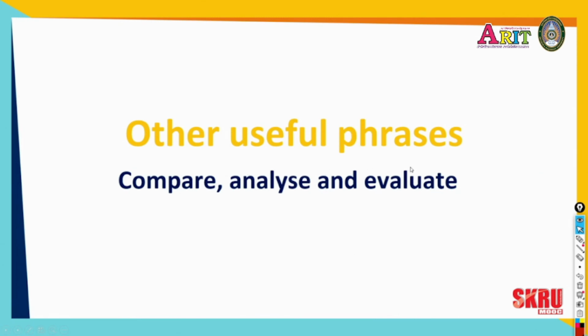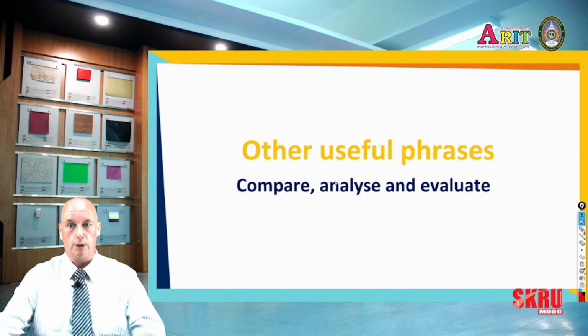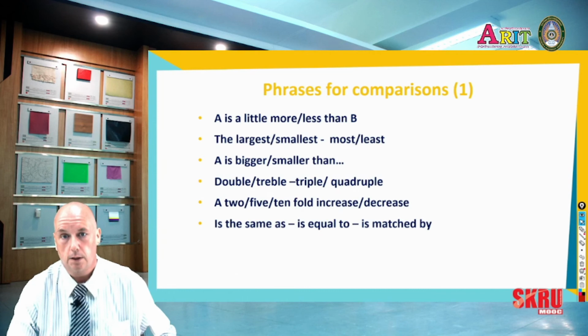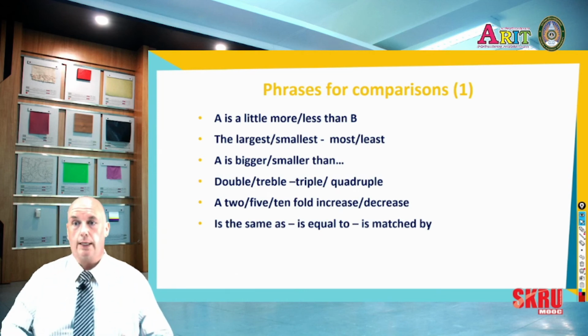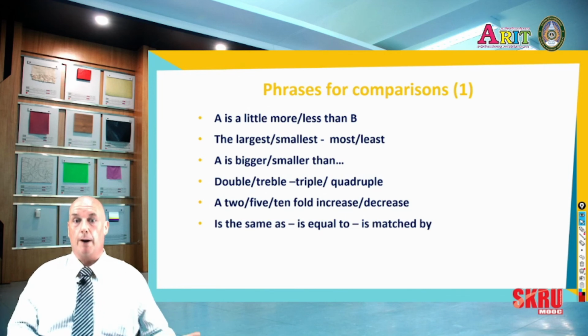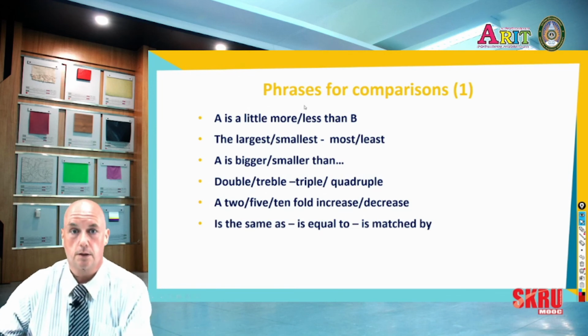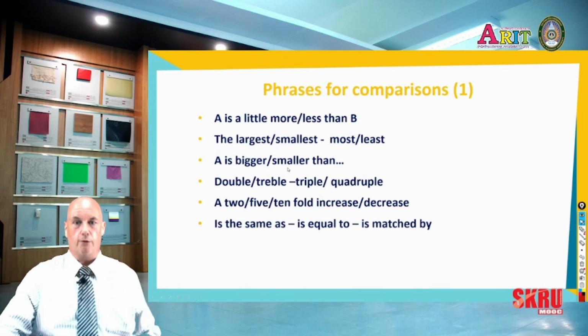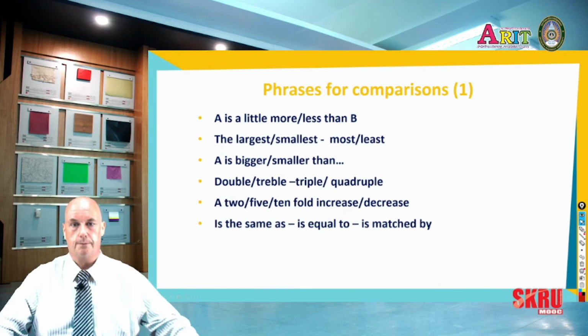Let's take a look at some useful phrases you might be able to use when we want to compare or analyze the data or evaluate. So, when we compare, taking two pieces of information or more, and we use comparative and superlative here. For example, A is a little more or a little less than B. The largest, the smallest, the most, the least. These are superlatives. So we're using that for the extremes.